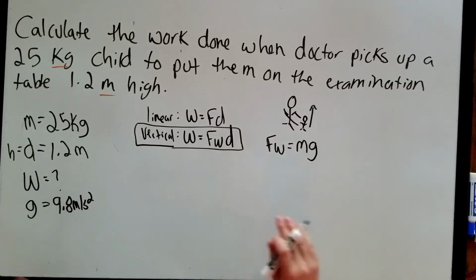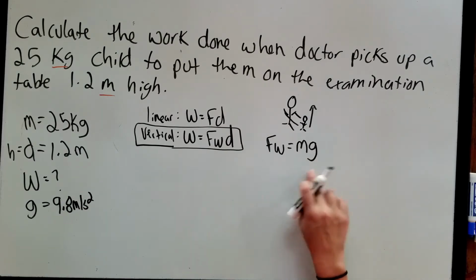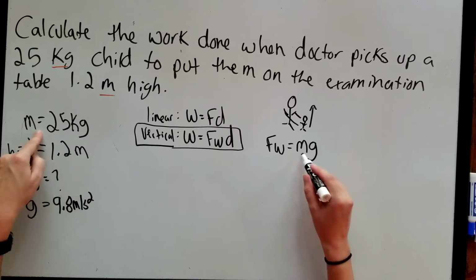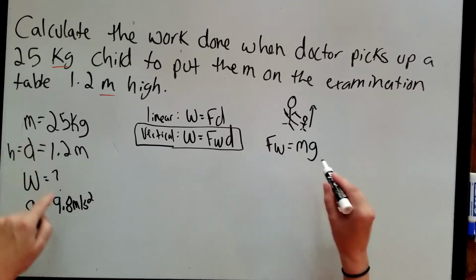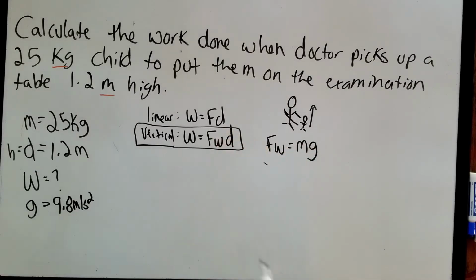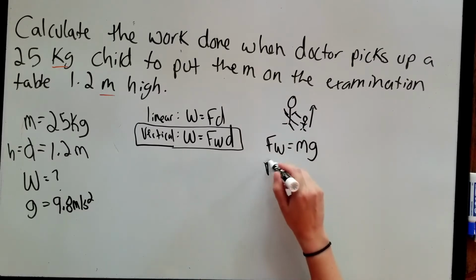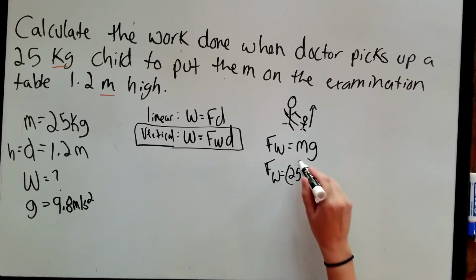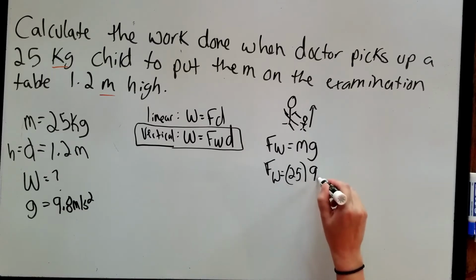So this is one of those problems where you have another piece of information, gravity, that's not given explicitly in the problem itself. Okay, so we're going to solve for F of W first using our mass given of the child, 25, and our gravity, 9.8, and then we'll plug that in to our work equation. So F of W is going to equal the mass, 25, times gravity, 9.8.